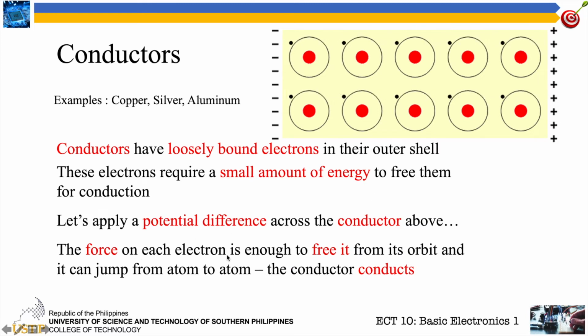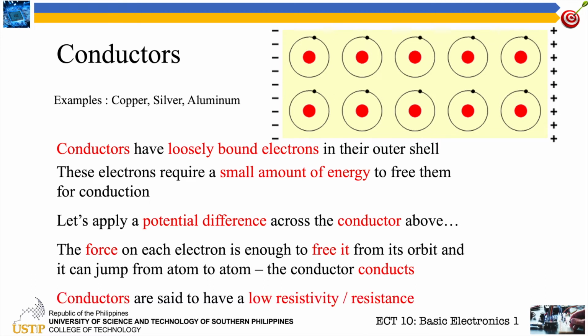The force on each electron is enough to free it from its orbit, and it can jump from one atom to another atom. Therefore, copper, silver, aluminum, gold, and other types of conductors conduct. They allow the flow of electrons given a potential difference. And conductors are said to have low resistivity or low resistance.